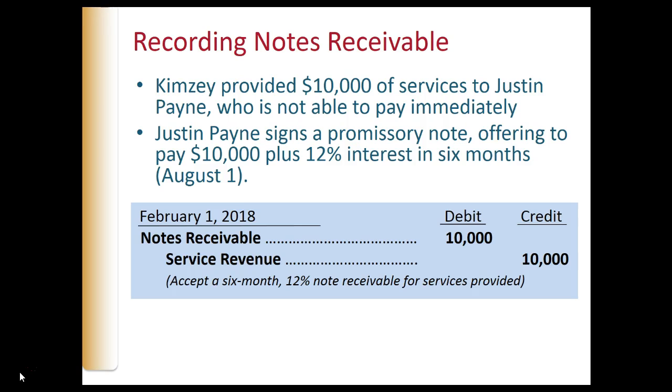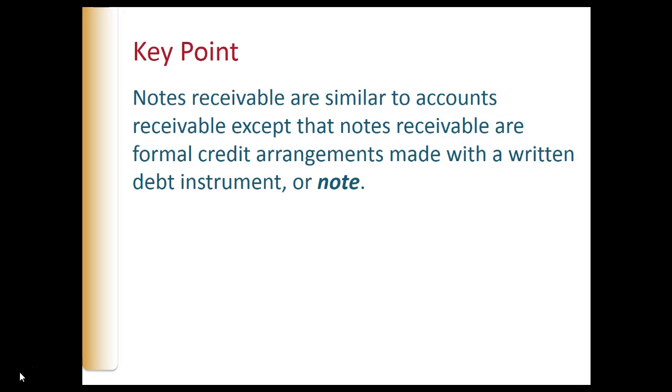Note that Kimzey expects to receive the $10,000 note plus interest of 12% in 6 months. However, Kimzey doesn't record any interest on the day the note's issued because none of the interest has been earned as of yet. It's important to note that notes receivable are similar to accounts receivable, except the biggest difference is notes receivable are a bit more formal with a written instrument.